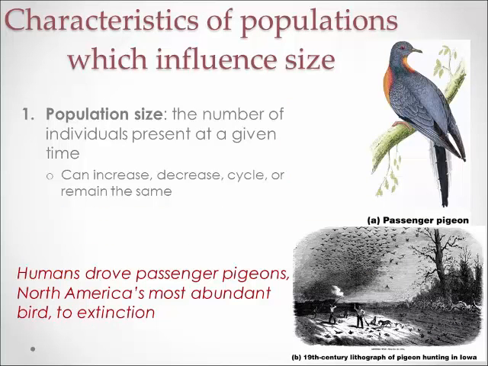To fully understand population ecology, we need to consider some characteristics all populations exhibit that affect their future dynamics. To begin, recall from your reading that a population is a group of individuals of the same species living in the same location at the same time. Population size is simply the number of individuals at a given time. Population size can increase, decrease, cycle, or remain constant. The picture here shows a passenger pigeon, which was pushed into extinction in the early 1900s by deforestation and hunting.